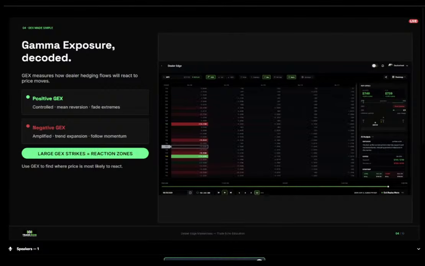In a positive GEX, I am way more cautious about chasing. In negative GEX, I can respect momentum more. So the main thing here is large GEX strikes are reaction zones. That doesn't automatically mean buy or sell. It means you better pay your attention when price gets there.